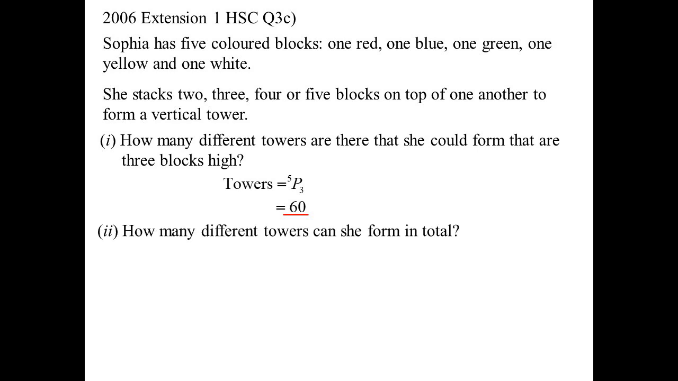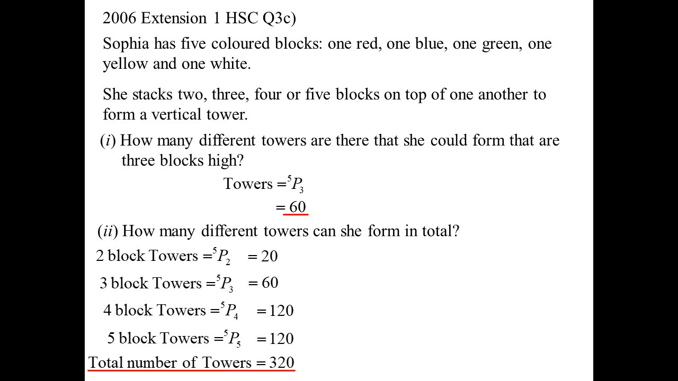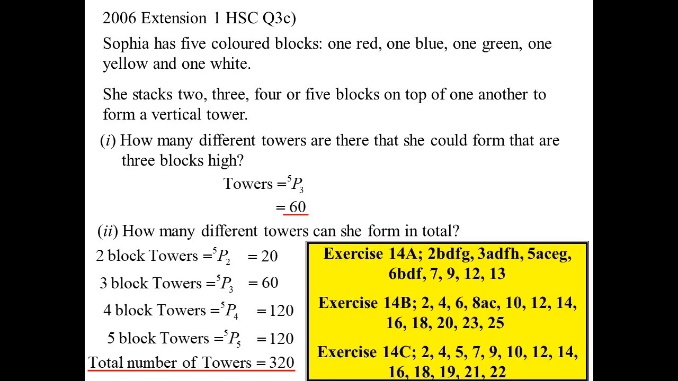Part 2. How many different towers in total? Well, 2 block towers, there'd be 5P2. 3 block towers, well, we just worked that out. That's 60. 4 block towers, there's 120 different ones we could do. And 5 block towers, there's another 120. So all up, there are 320 different towers that she could make.